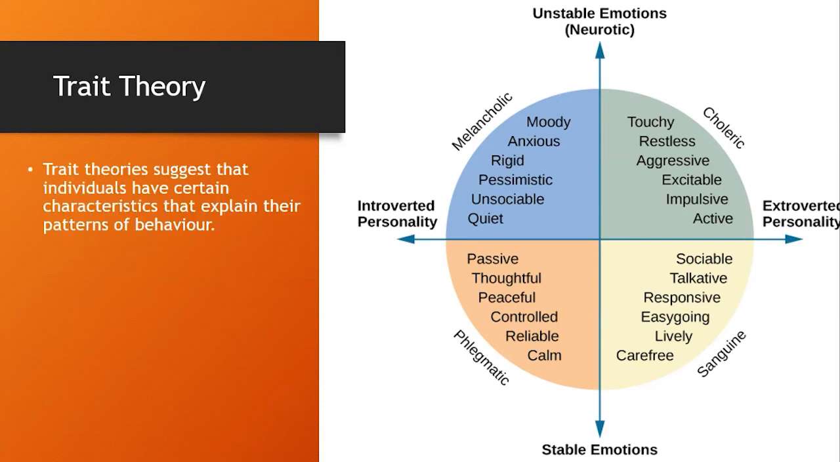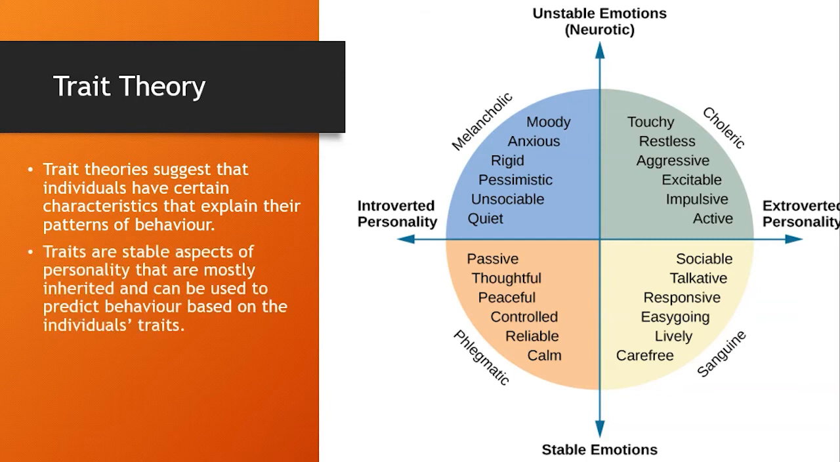Next is trait theory. Trait theory suggests that individuals have a certain amount of characteristics that can explain their behavior, and no matter what situation you put them into, they will act in that way. These traits are stable aspects of a personality and mostly inherited from our parents. And these traits can be used to predict a person's behavior based on the individual's traits that they have.